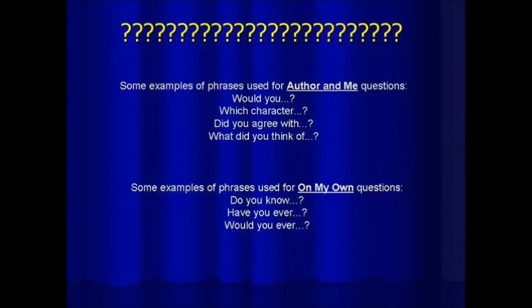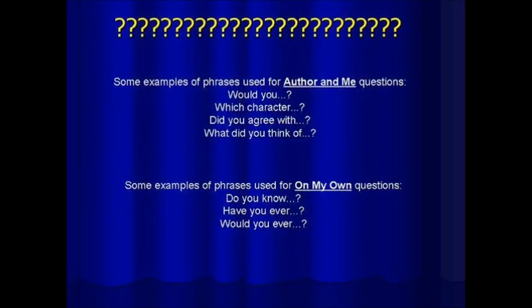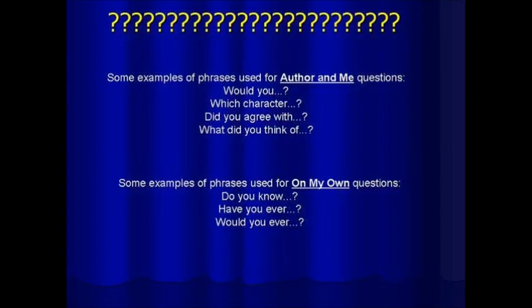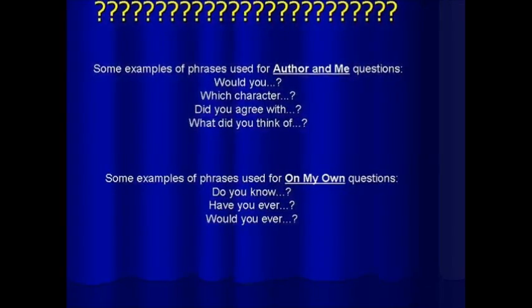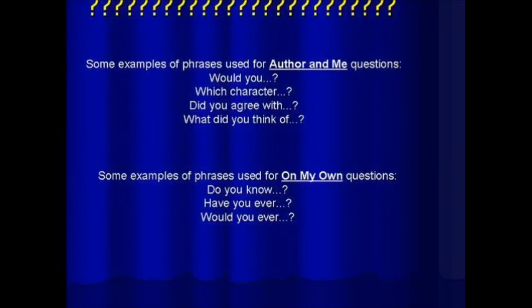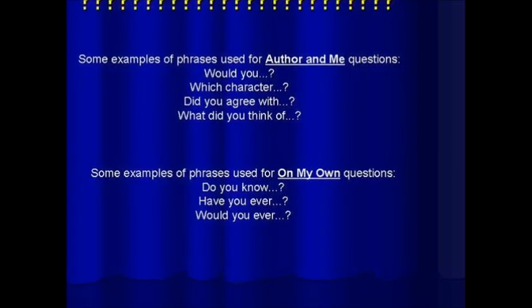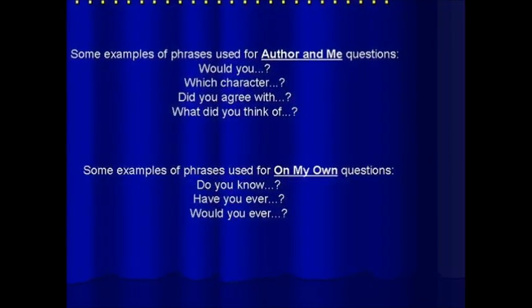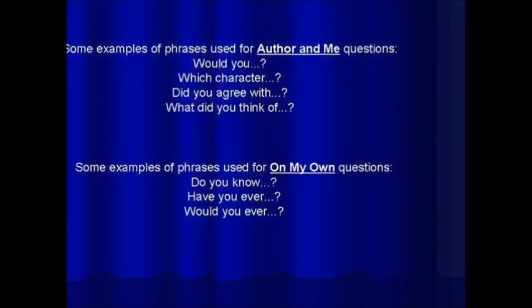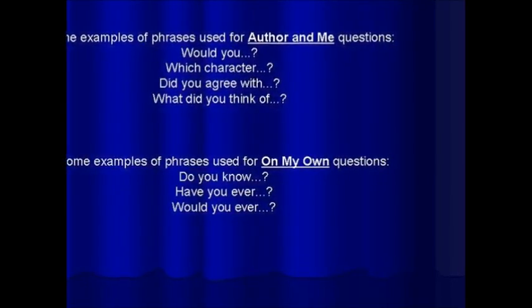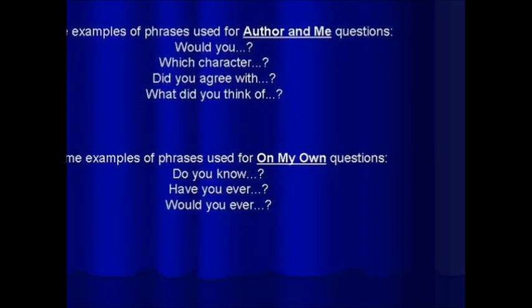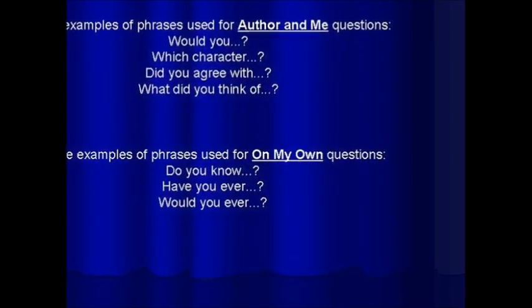Examples of author and me questions would begin with phrases like, would you or did you agree with? Answers are not in the text, but it is necessary that students use information provided by the author as well as what they already know to answer these questions. On my own questions use phrasing such as, did you know, have you ever, would you ever? No text is really needed to answer these questions.